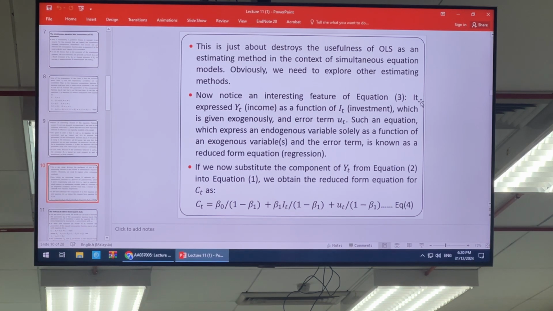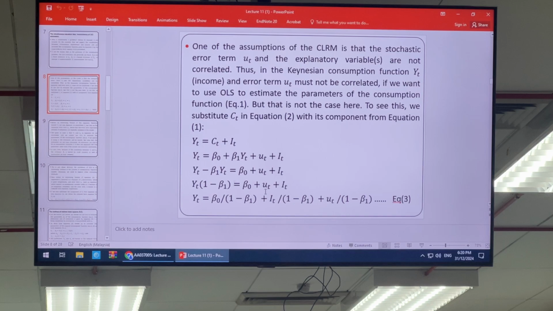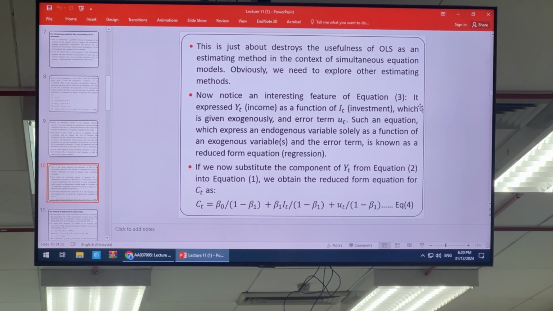So now notice an interesting feature of equation 3. Equation 3, which one? This one. It expresses yt, the dependent variable, as a function of it, the investment, which is given exogenously. Because in the system of simultaneous equations just now, we have two endogenous variables, yt and ct. It is exogenous, determined outside of the system. It's not determined by the two dependent variables, ct and yt.